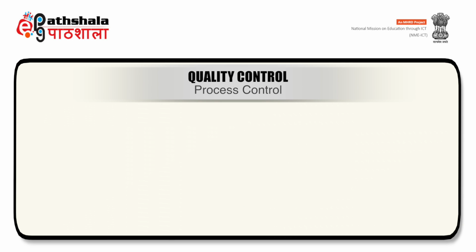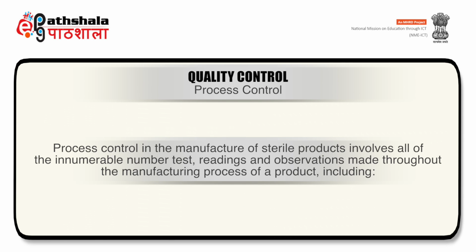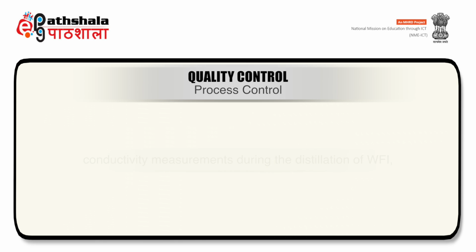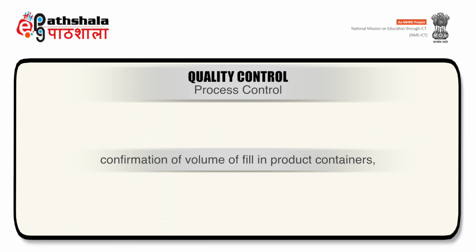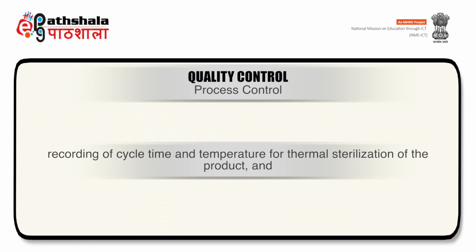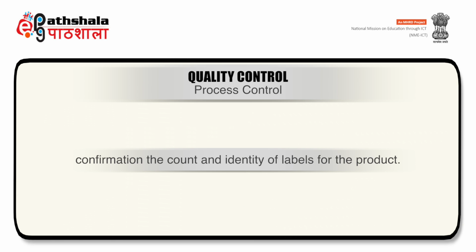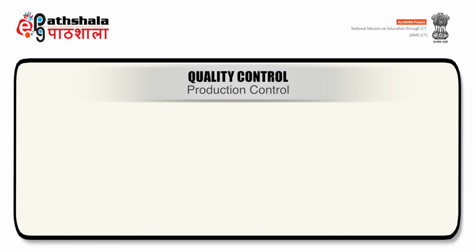Process control area in the manufacture of sterile products involves all of the innumerable number of tests, readings and observations made throughout the manufacturing process of a product, which include conductivity measurements, then confirmation of volume of fill in product containers, recording of cycle time and temperature for thermal sterilization of product, and confirmation of the count and identity of labels for the product. Now, production control.